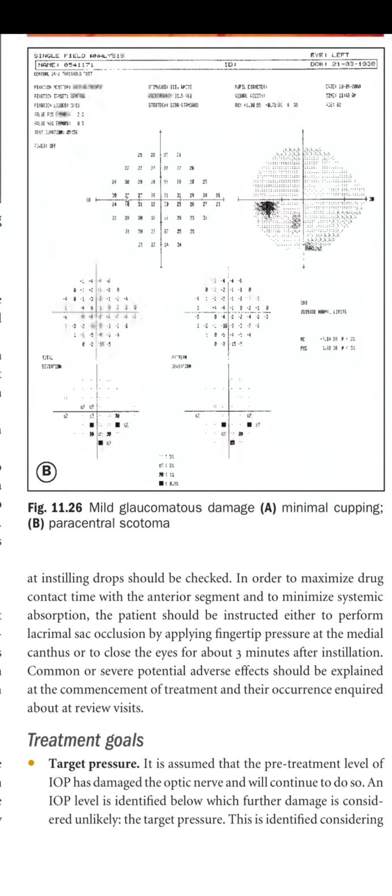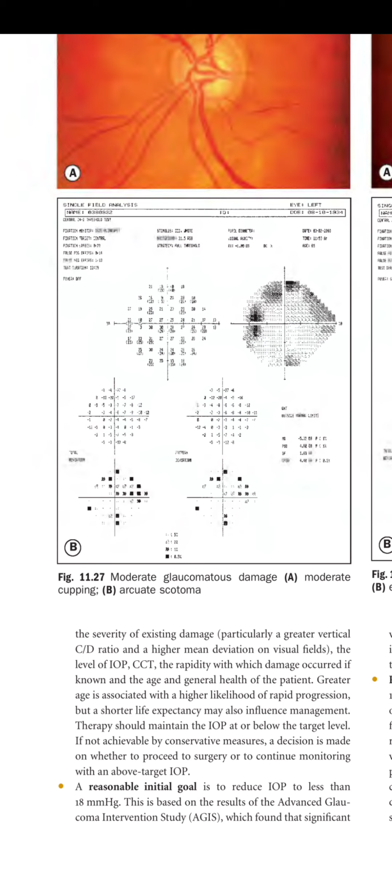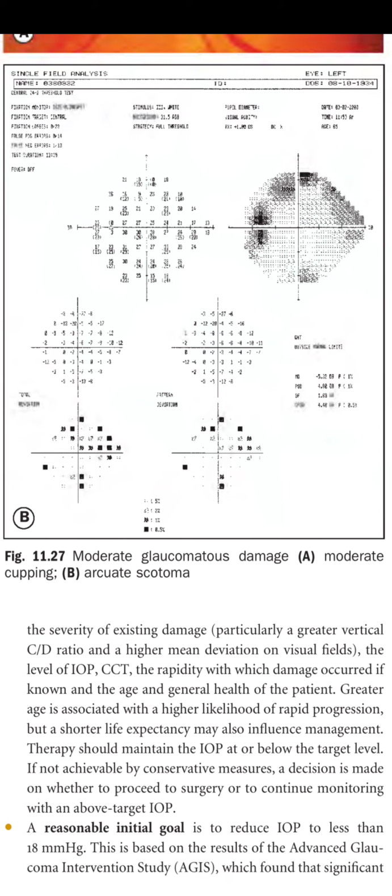The target pressure is identified considering the severity of the existing damage, particularly a greater vertical CDR and a higher mean deviation on visual field. The level of IOP, CCT, the rapidity with which damage occurs if known, and the age and the general health of the patient. Greater age is associated with higher likelihood of rapid progression, but a shorter life expectancy may also influence management.